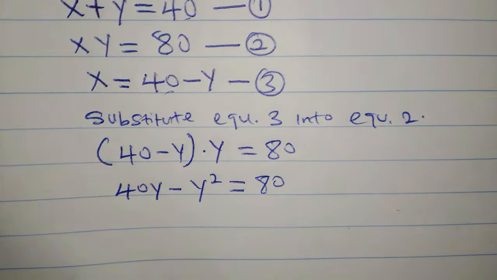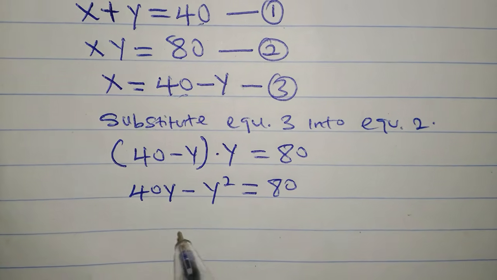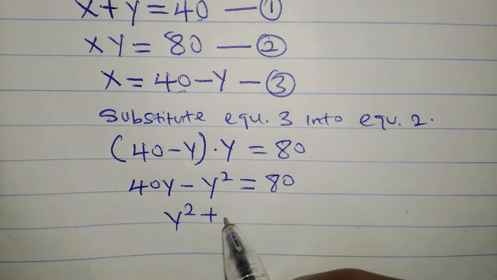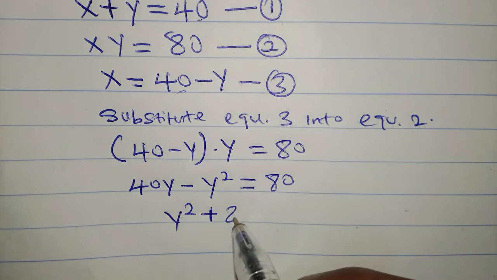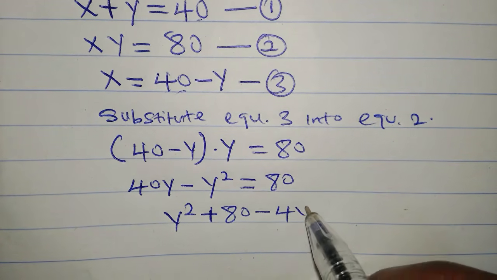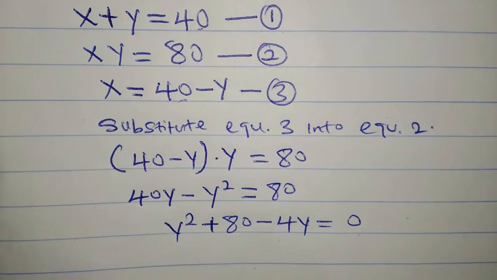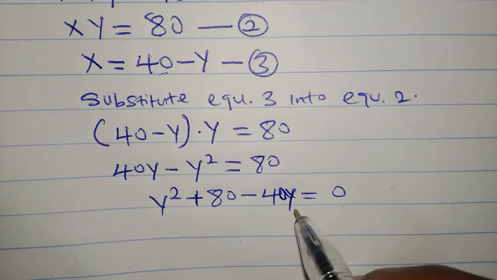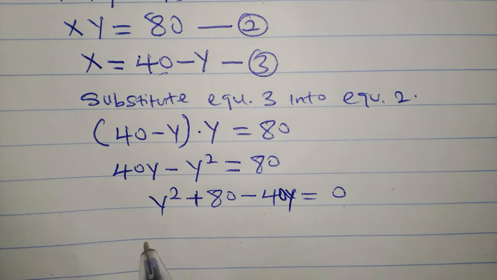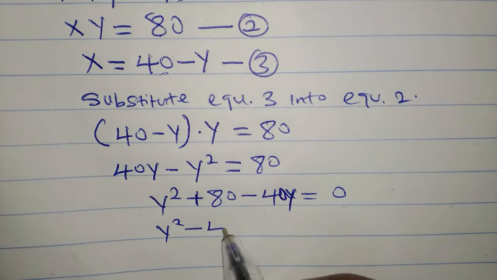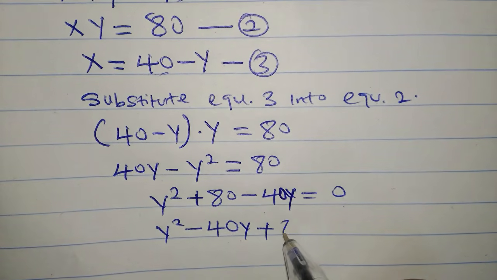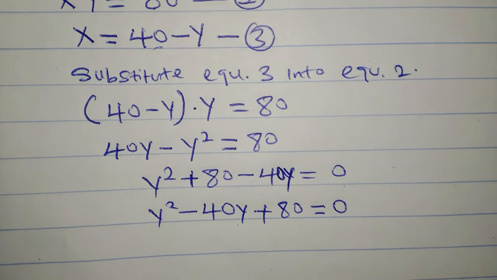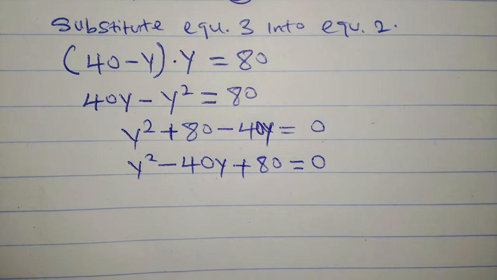Okay, so from here we can simply take this to the other side. So we're having y square plus 80 minus 40y equals 0. So if we arrange in a quadratic format, we have y square minus 40y plus 80 equals 0.